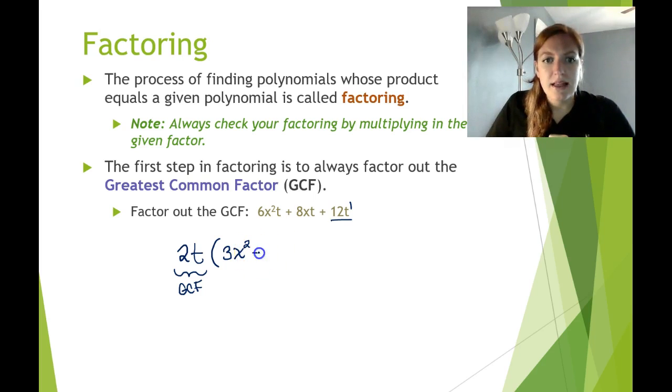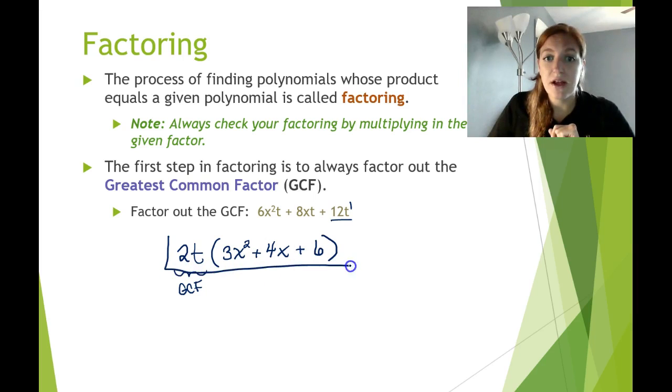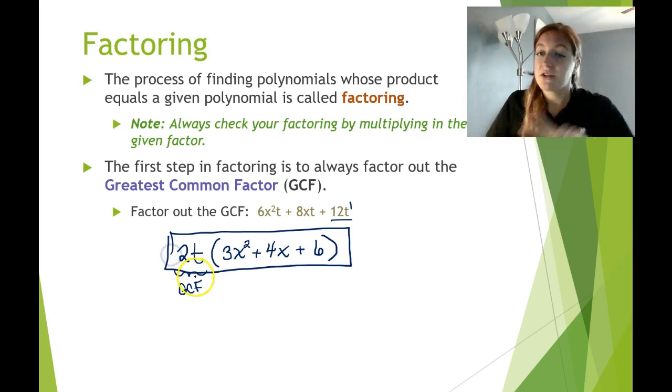Okay. Now let's move to the next term, 8xt divided by 2t. That'll give you 4x. And then we have 12t divided by 2t, which means 6. There's no x's, and the t's cancel. So you are done. And that is factoring out the GCF. You just have your GCF out front, and then you have your factored polynomial.